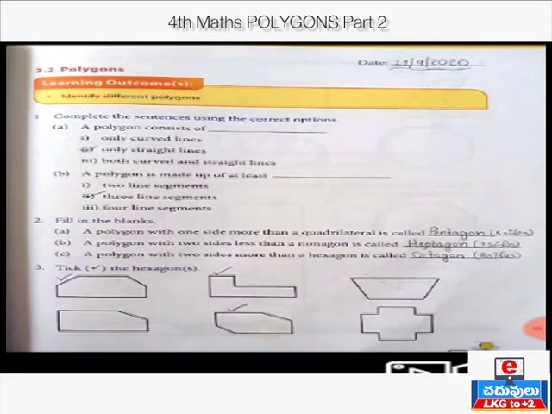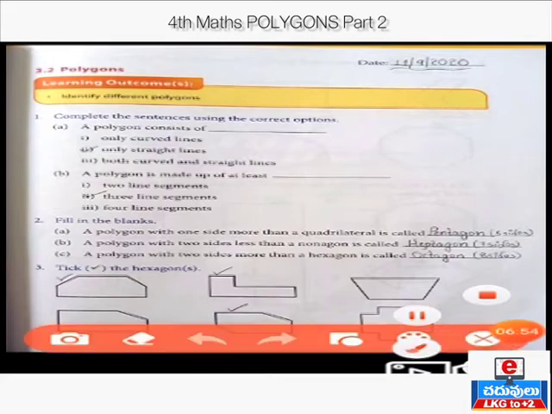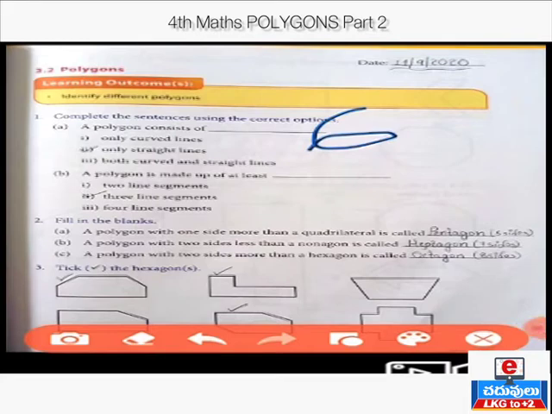Coming to the third bit, tick the hexagons. Here some diagrams are given. Which is a hexagon? Hexagon means 6-sided. A 6-sided shape we call a hexagon. Count the sides here. First diagram I am counting, you listen. 1, 2, 3, 4, 5, 6. First diagram has 6 sides. 6-sided we call a hexagon.